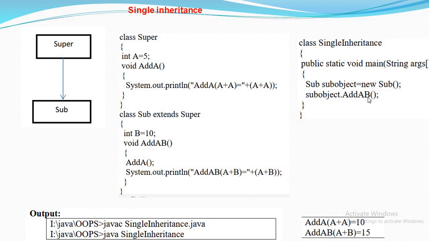First it will access the function add a. Inside it, we access the function add ab. So it will call first a equal to 5. Here first it will print the value of a plus a, so it will print the value 10. Again it will print the value of a plus b equal to 15. This is the example for single inheritance. How to run the program? javac filename.java and java filename.